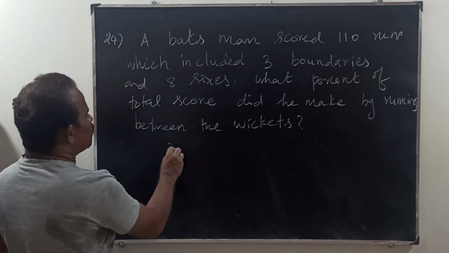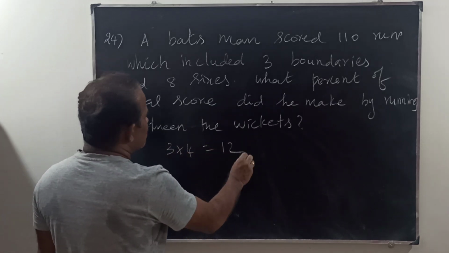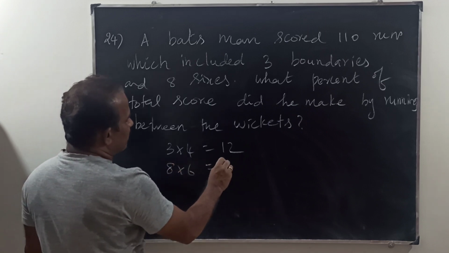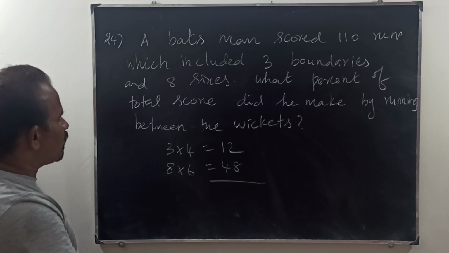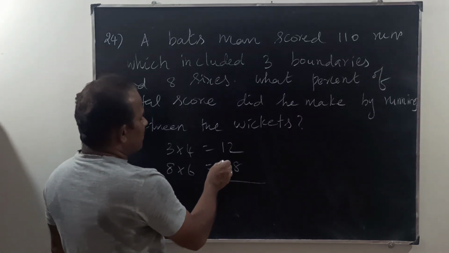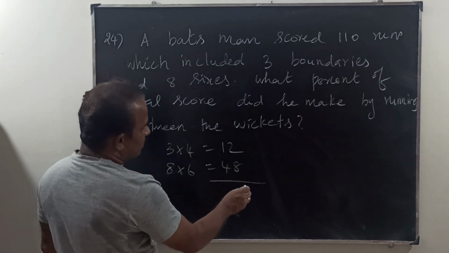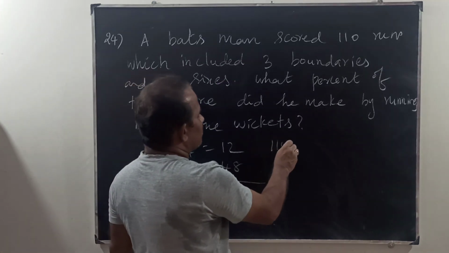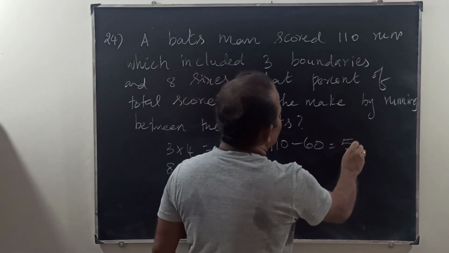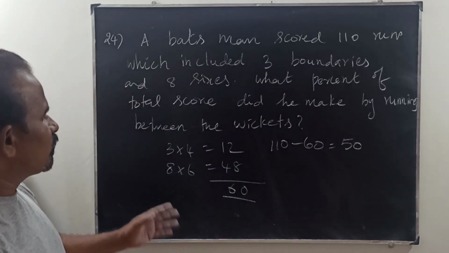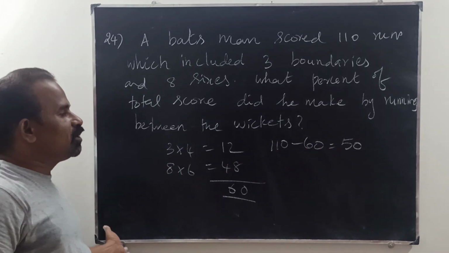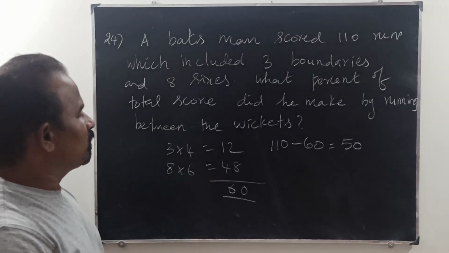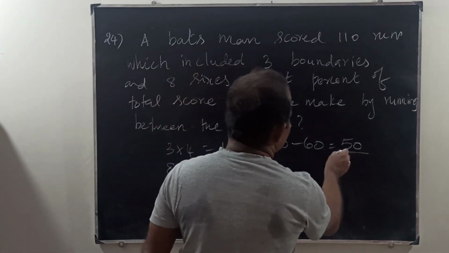3 boundaries means 3 into 4, 12 runs. And 8 sixes, 8 into 6 equal to 48. So therefore, from boundaries and sixes, he scored how many runs? 60 runs he scored. But 110 minus 60 equal to 50 runs he has taken from the single run, 2 runs or 3 runs like that. That means single running between the 2 wickets. So therefore this is 50.